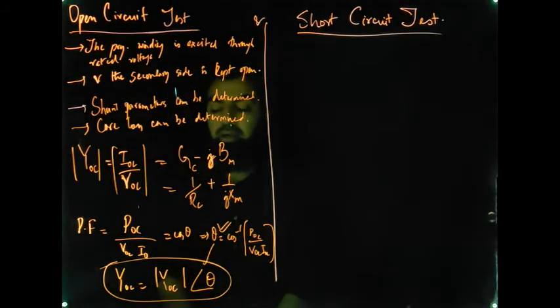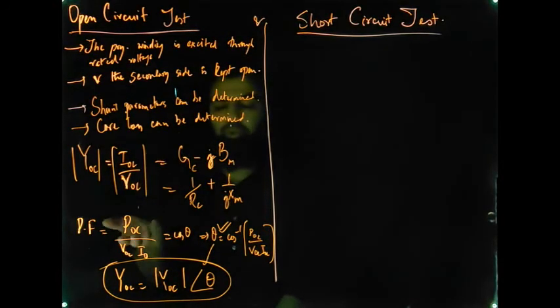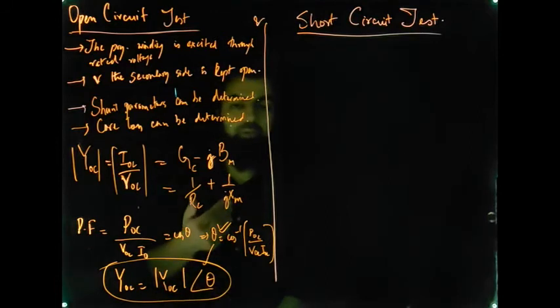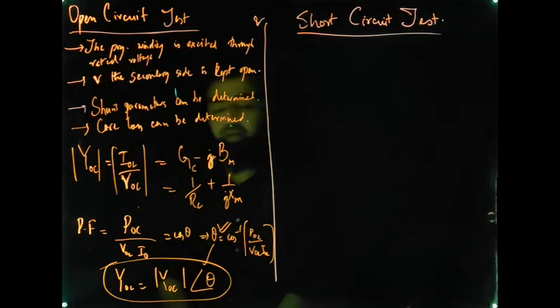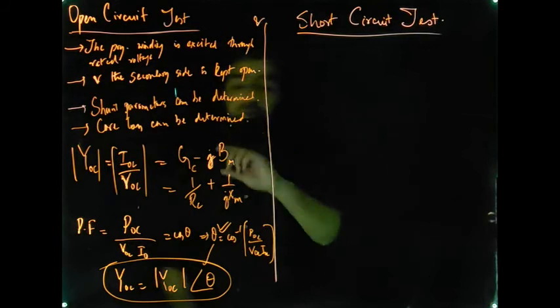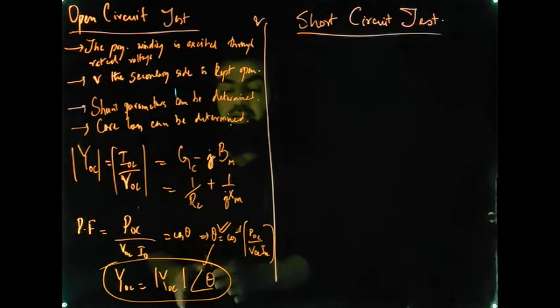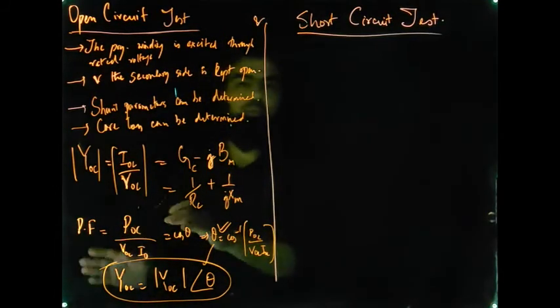Fine. Since it will be a complex quantity, like say for example YOC is equal to 3 plus 4i, so 1 by RC will be 1 by 3 and 1 by XM will be 1 by 4. So that will be the value of RC and XM determined using the open circuit test.